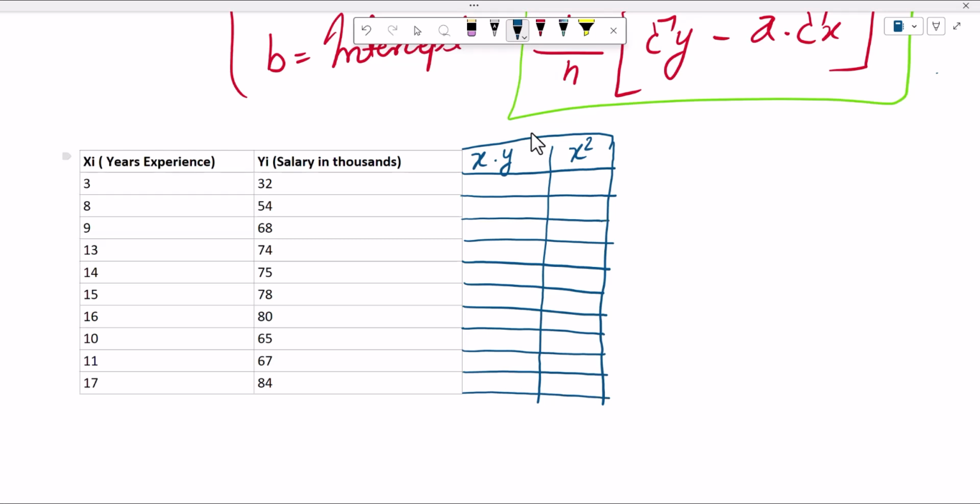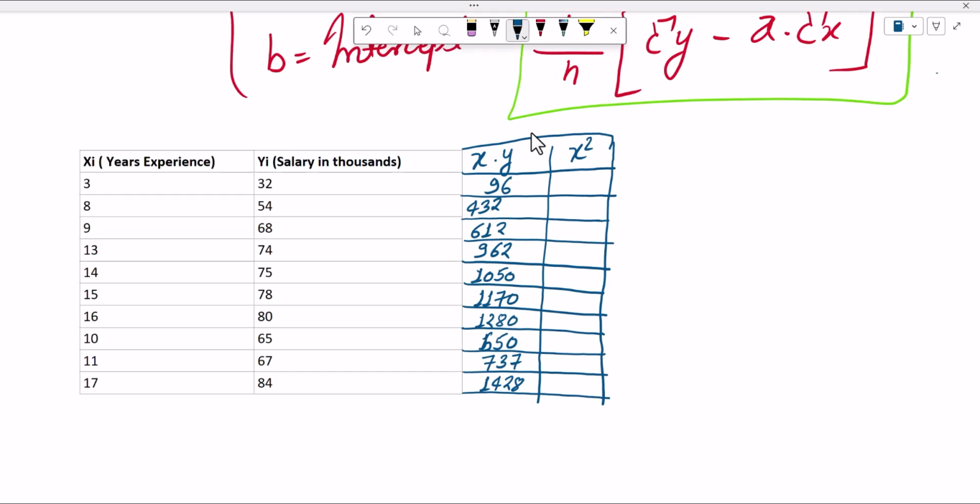Now you need to multiply x and y: 3 into 32 is 96, 8 into 54 is 432, 9 into 68 is 612, 13 into 74 is 962, 14 into 75 is 1050, 15 into 78 is 1170, 16 into 80 is 1280, 10 into 65 is 650, 11 into 67 is 737, and 17 into 84 is 1428.